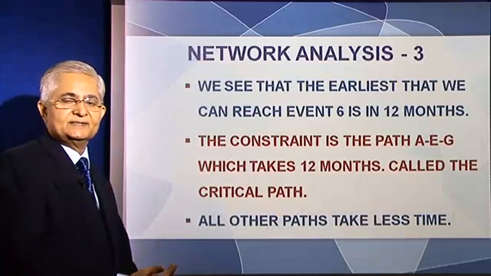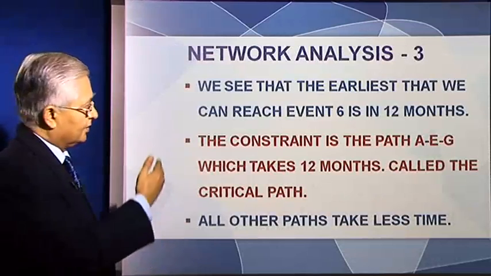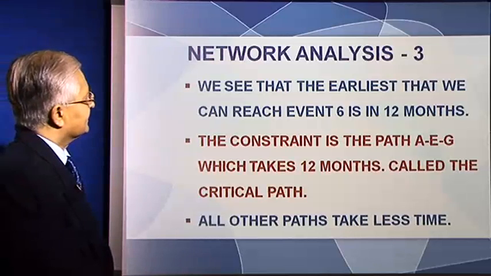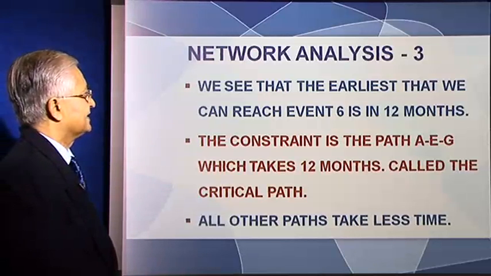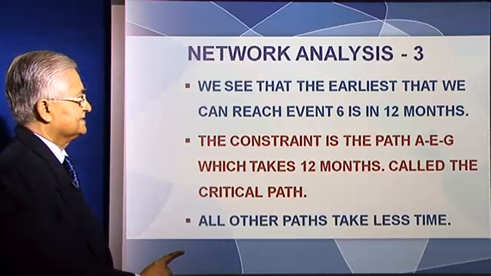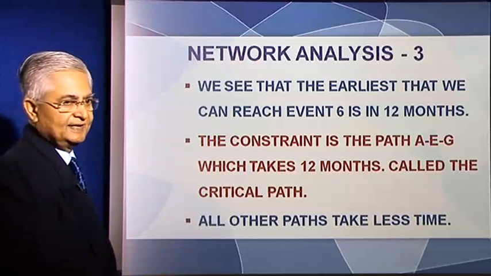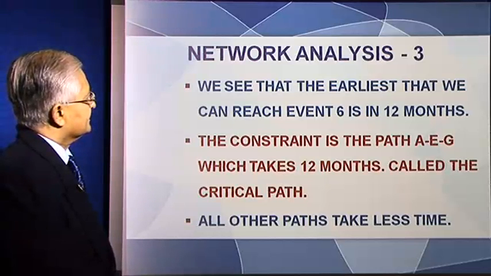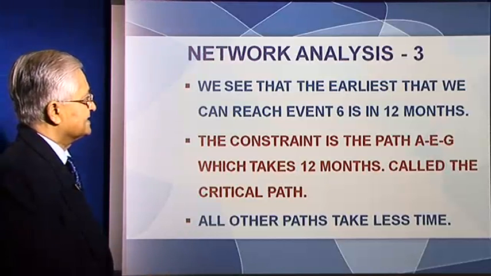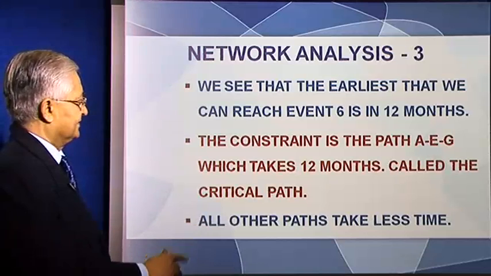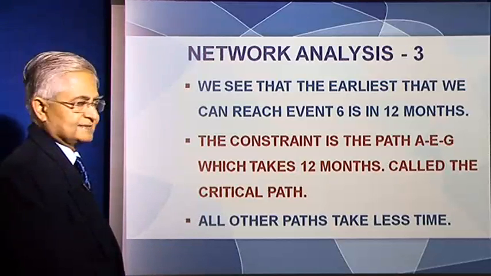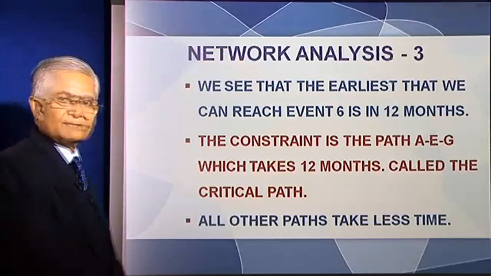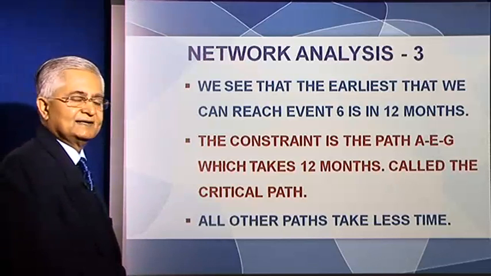Let me repeat what I have said on this slide, right? We see that the earliest that we can reach event 6, that is, the earliest we can complete the project, is in 12 months. The constraint in this is the path AEG, which takes 12 months. This is called the critical path. All other paths take less time.